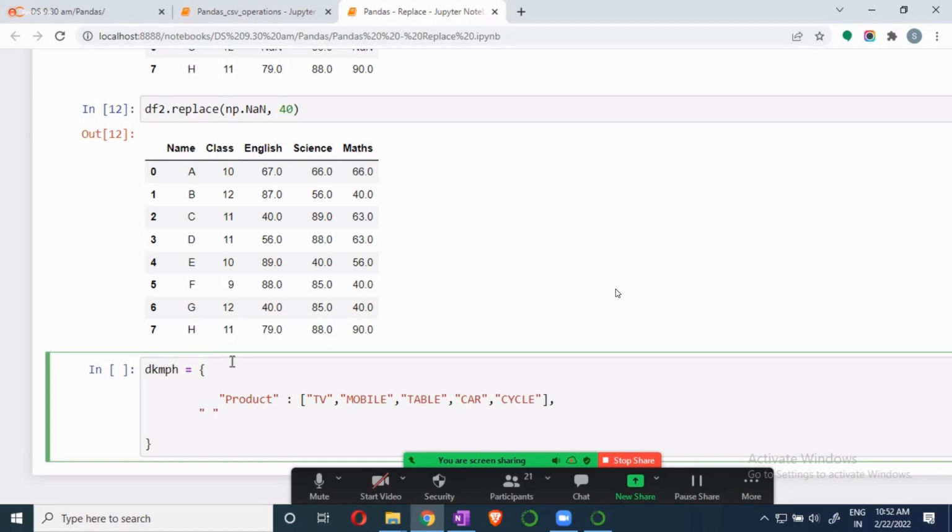Now I will give the price. TV is around 45,000, mobile is around 15,000, and table maybe 10,000. Chair I want, so chair is equal to 3,000, and cycle maybe 7,000.